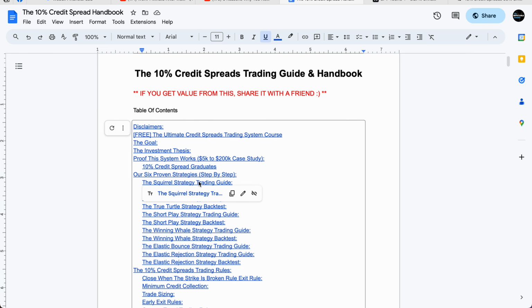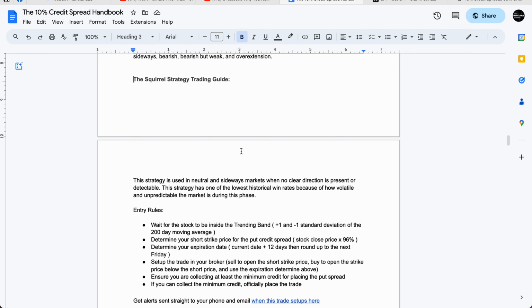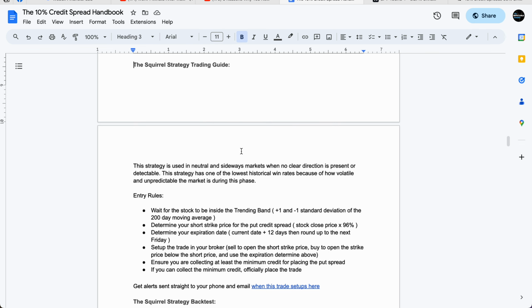So if we're diving into the first strategy here, it's called the Squirrel Strategy. And now why is it called this? Well, first off, I am someone who likes to be more dramatic. I like to use weird names in order for things to be more memorable. But this was called a Squirrel Strategy because this strategy takes advantage of the market during sideways and neutral activity.